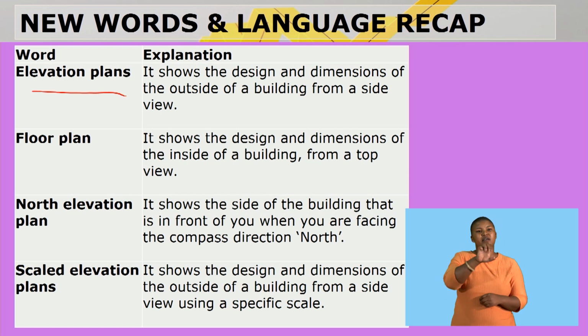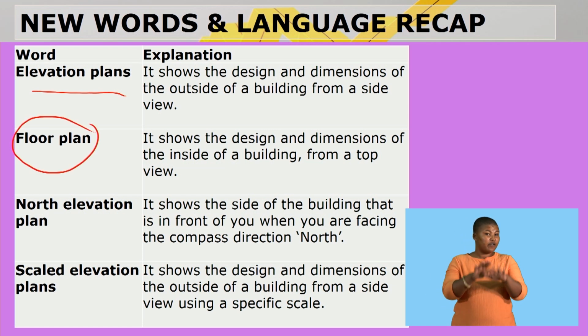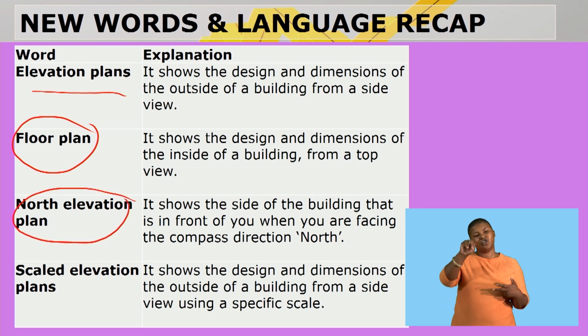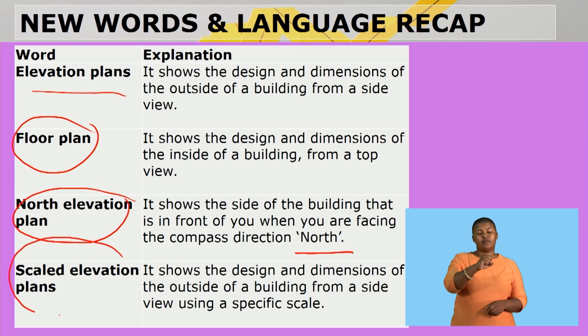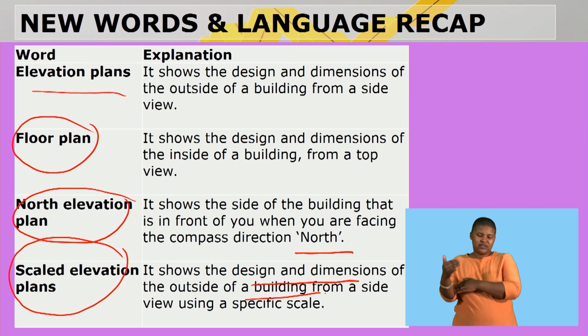Elevation plans show the design and dimensions of the outside of a building from a side view. A floor plan shows the design and the dimensions of the inside of a building from a top view. The north elevation shows the side of the building that is in front of you when you are facing the compass direction north. And a scaled elevation shows you the design and the dimensions of the outside of a building from a side view, which is using a specific scale.